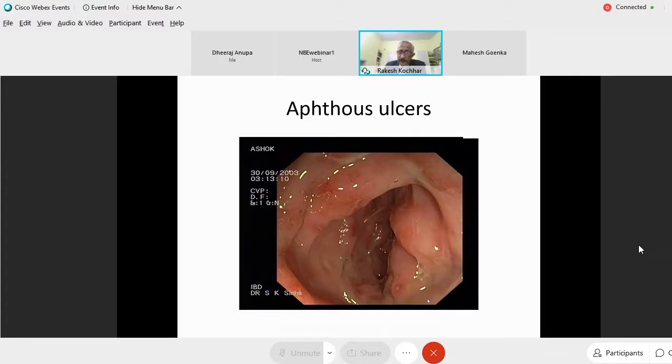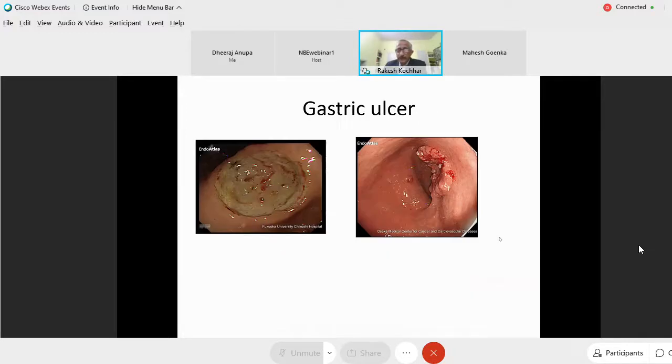What is an aphthous ulcer? An aphthous ulcer is an ulcer which is like this with a necrotic base but surrounded by a red halo or pink halo. So this is also an aphthous ulcer. This is an aphthous ulcer. So an ulcer with a necrotic base surrounded by a halo defines an aphthous ulcer, classically seen in Crohn's disease, but can also be seen in conditions like non-steroidal anti-inflammatory drugs and certain other conditions.